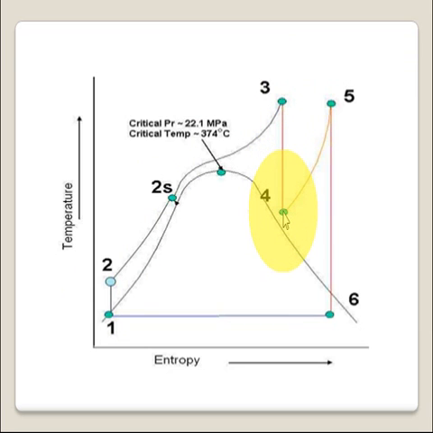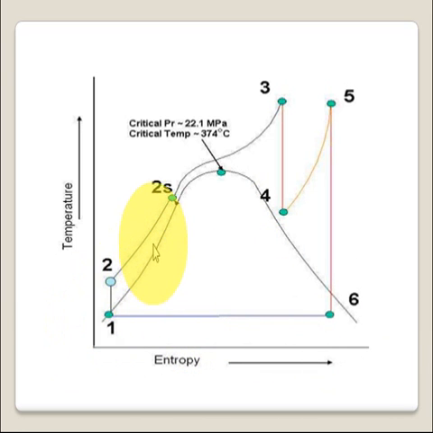expansion of steam in a super high pressure steam turbine, the HP turbine. 4 to 5 is heat addition in a reheater, and again 5 to 6 is the expansion of steam in the LP turbine, and from the LP turbine the exhaust steam passes to the condenser where it condenses by rejecting heat to the cooling water.